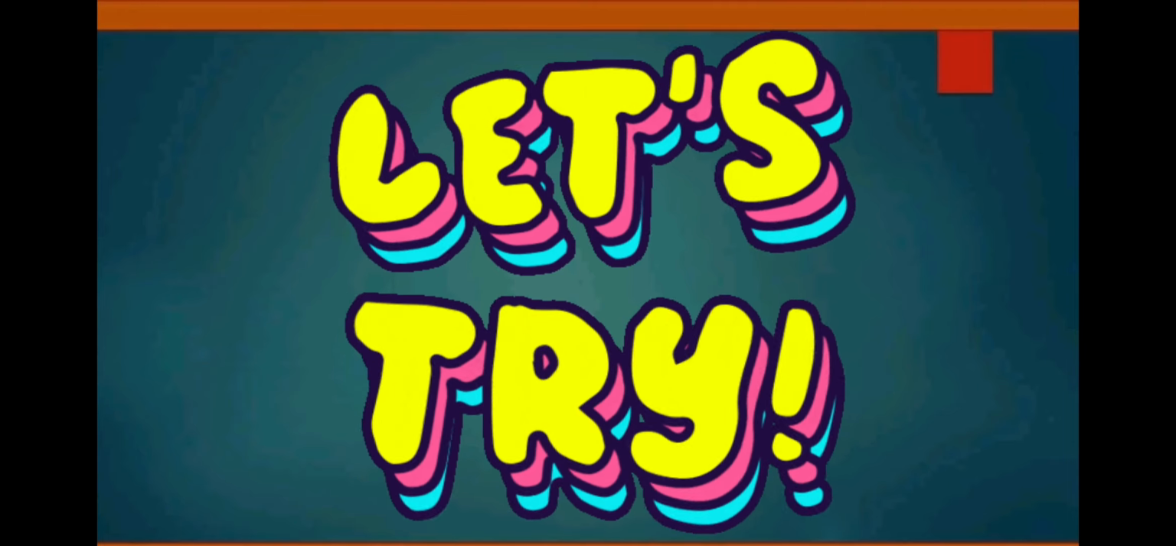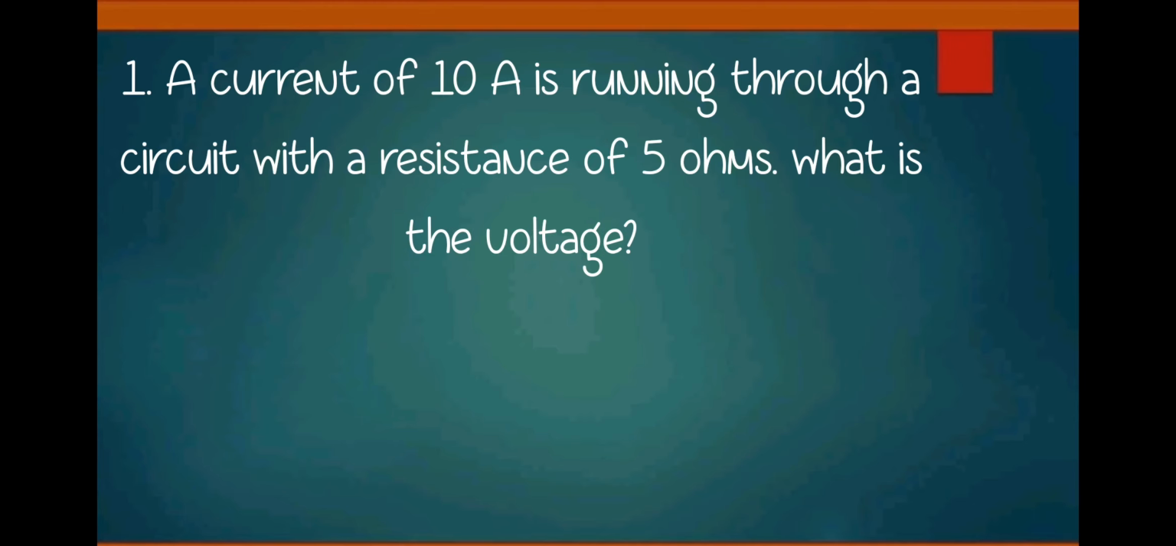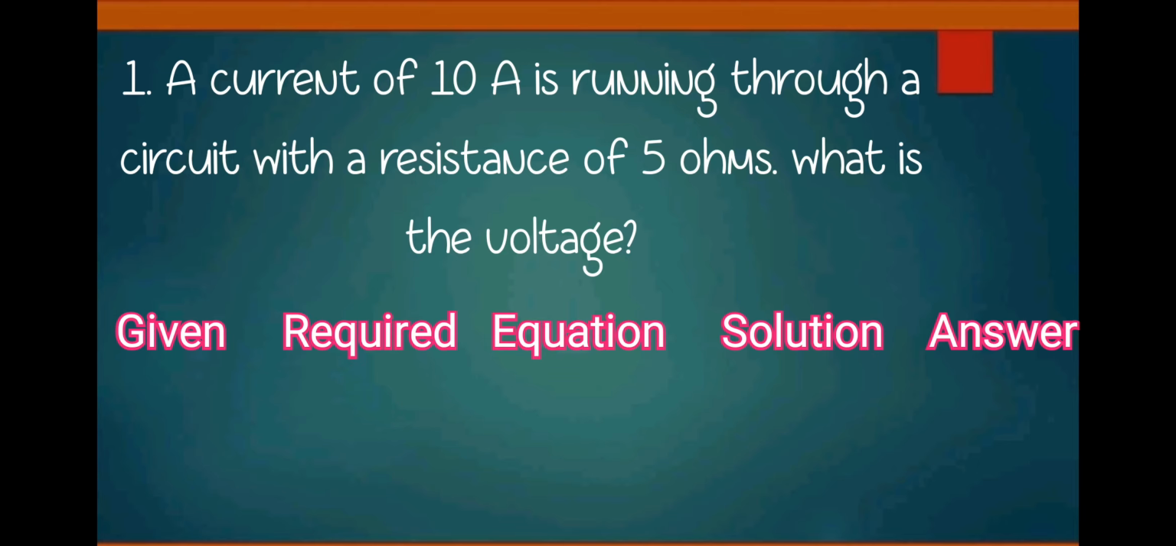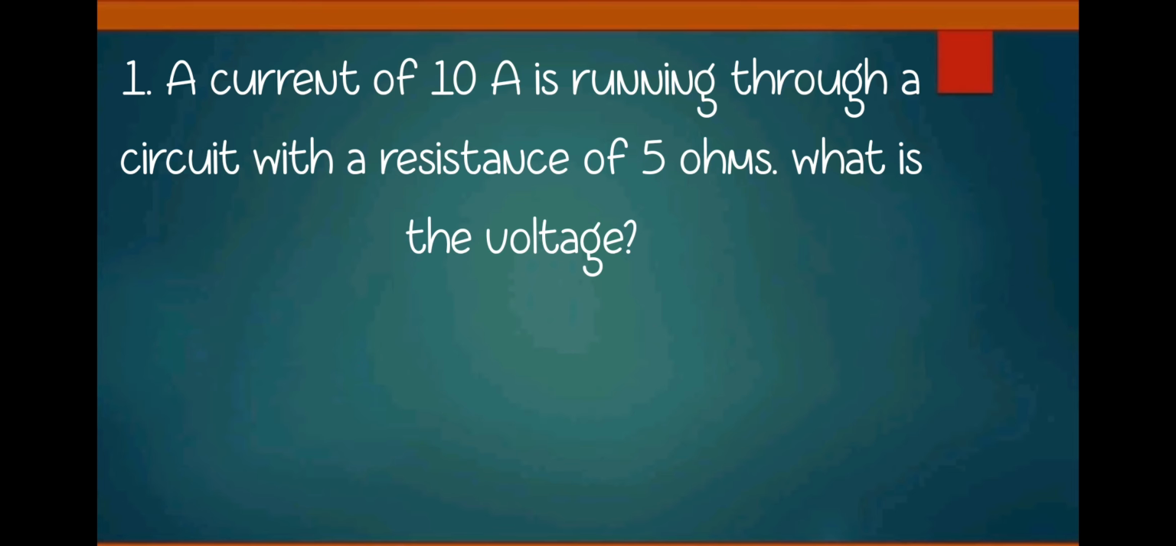Okay, so try natin gamitin yan sa sample problems na ito. A current of 10 amps is running through a circuit with a resistance of 5 ohms. What is the voltage? So, using the GRESA method, isolve natin ito. Ang ating given ay 10 amps at 5 ohms. Ang ating required ay voltage. Ang equation ay V = I times R. Ang sagot natin dyan ay 50 volts. Nakuha ba?